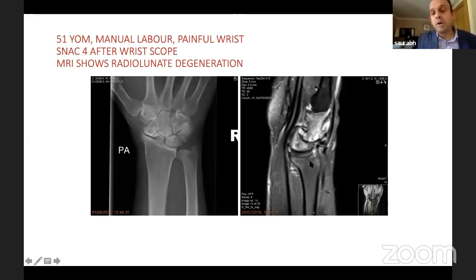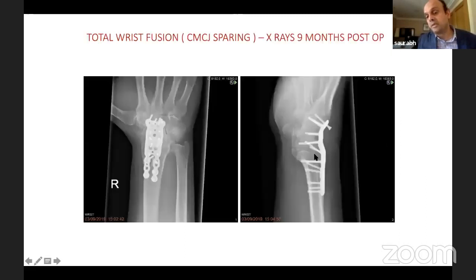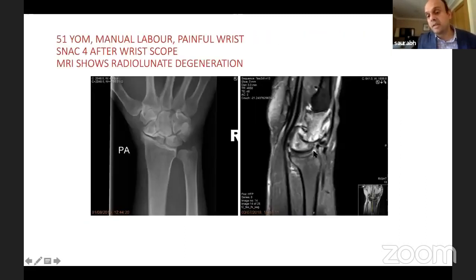Now, we got an MRI scan and you can see here the capitate lights up. So you know capitolunate is arthritic, but look at this. Because the lunate is extending, every time the patient extends the wrist, these two surfaces will hit each other. And he's already got a cyst there. But as I said, with MRI you are never certain. You cannot comment on cartilage on MRI.